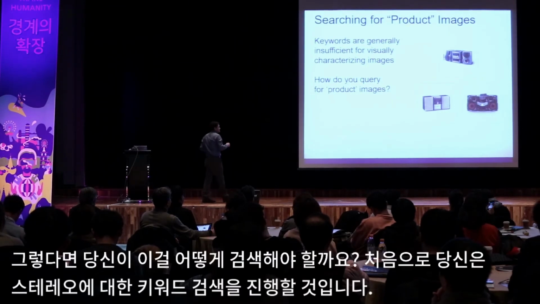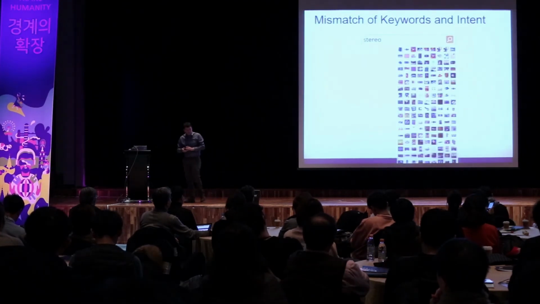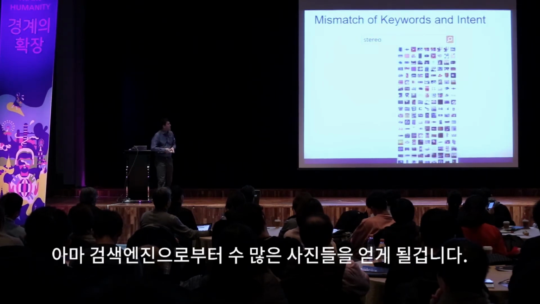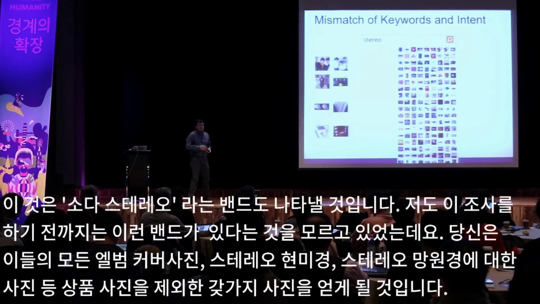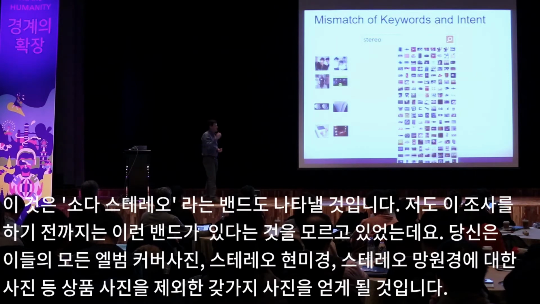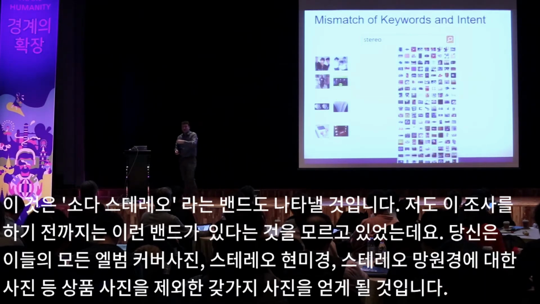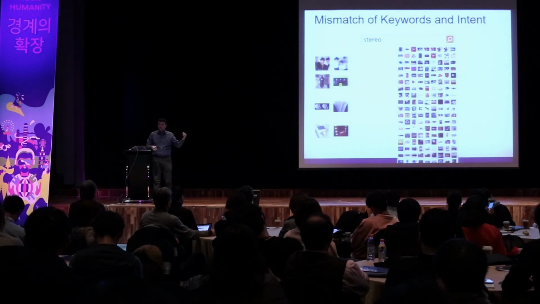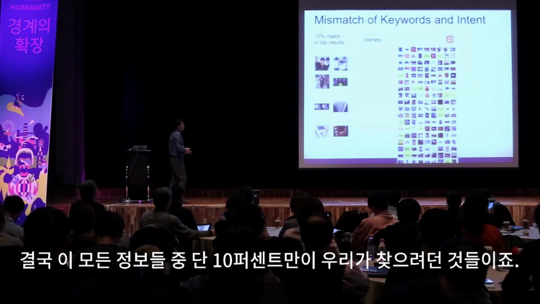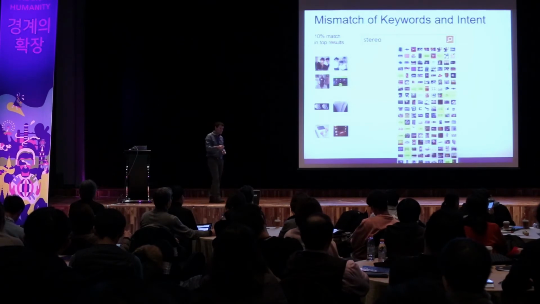And so how do you search for this? Well, the first thing you do is you go up and you issue the keyword search for stereo. You get a bunch of images back from the engine. It turns out there's this band called Soda Stereo. I didn't know that until I did this research. You get all of their album covers. You get stereo microscope images and stereo telescope images. You get images that are of stereos, but are not product photos. Right? And so overall in this data, only about 10% of the images are the kinds of images that we're looking for.